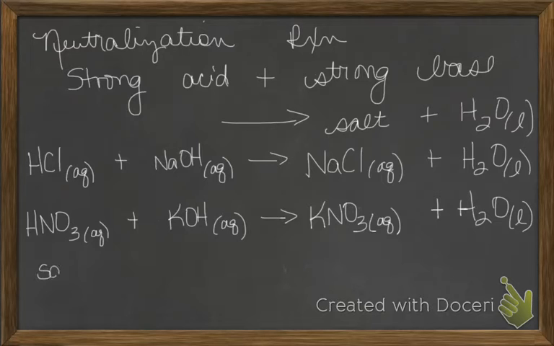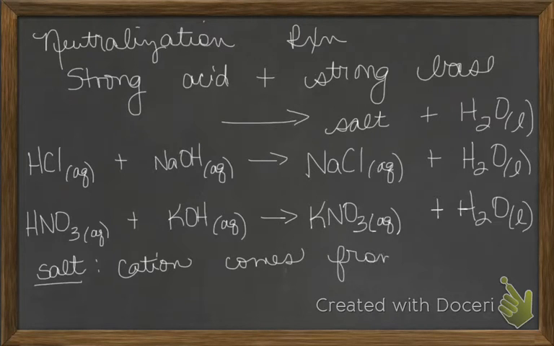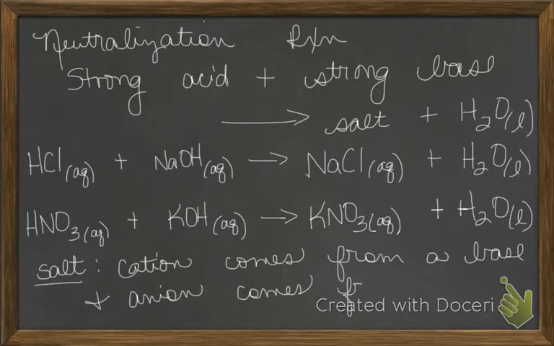So how can that be a salt? In chemistry terms, a salt is a substance in which the cation comes from a base and the anion comes from an acid. So you can see, if you take any combination of those strong acids and strong bases, there's a variety of different salts you can make.